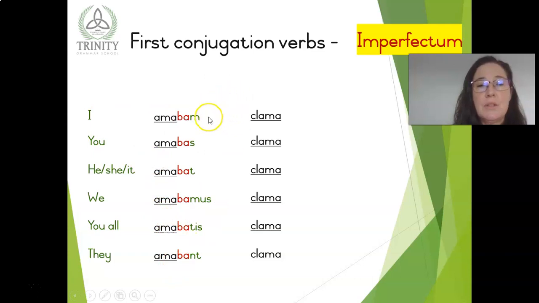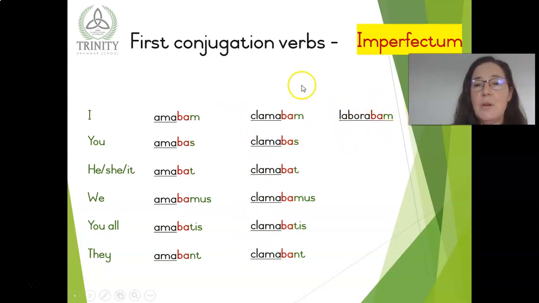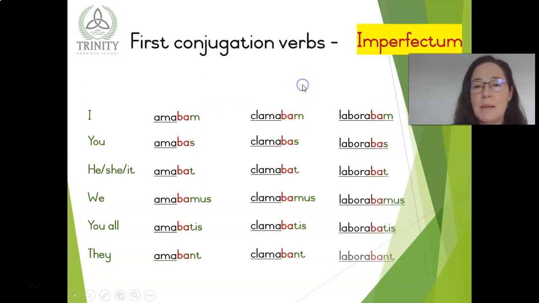Okay, so for clamo, clamas, clamat, clamamus, clamatis, clamant, you would add clama, bam, clamabas, clamabat, clamabamus, clamabatis, clamabant. Okay, there we go. Laborabam, laborabas, laborabat, laborabamus, laborabatis, laborabant. It's very interesting when we drill these, just to remember the forms.